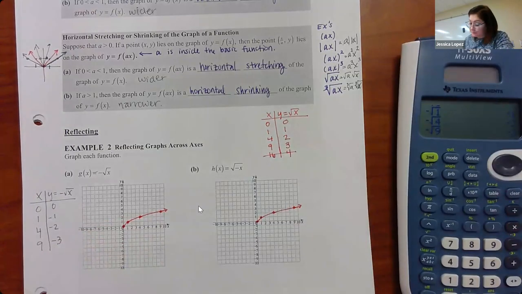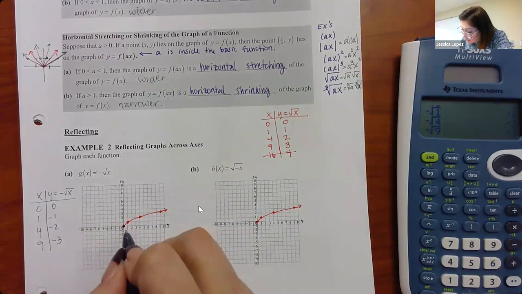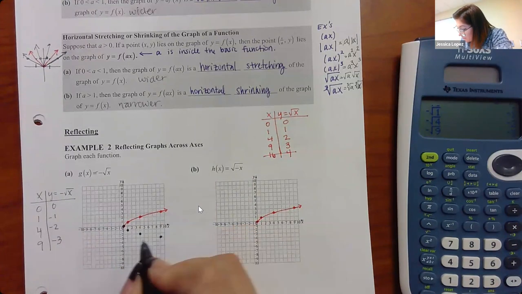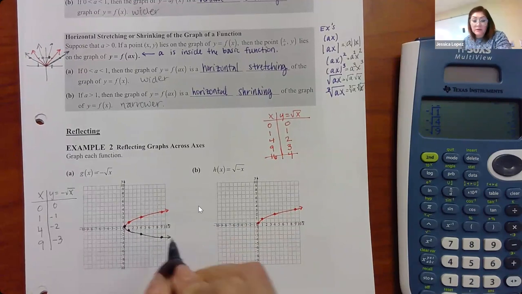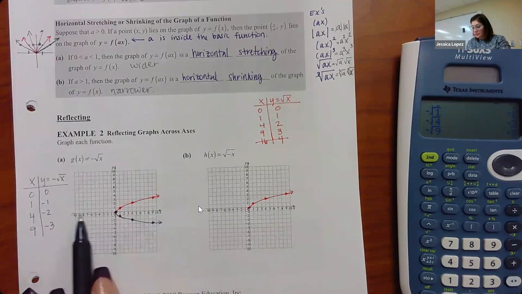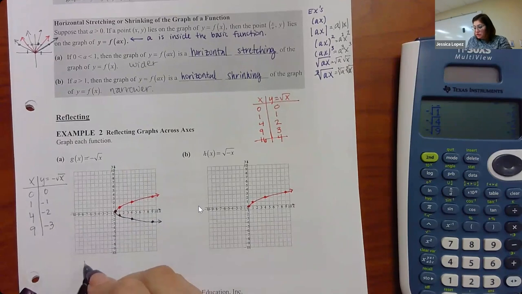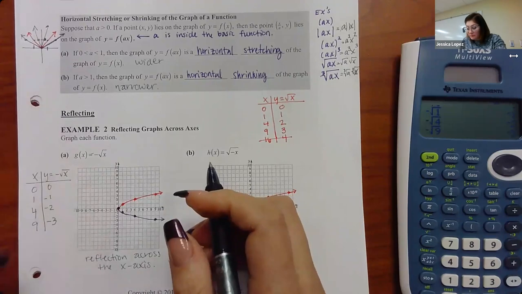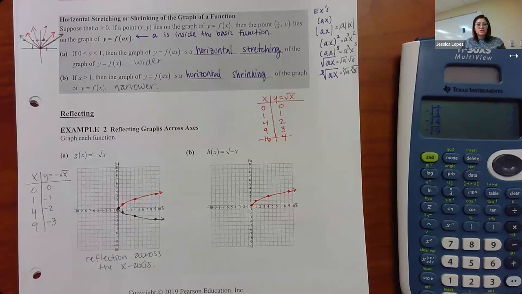And then now let's plot those points. So 0, 0 is right on the same spot. 1 and negative 1, 4 and negative 2, and then 9 and negative 3. So it actually, it's like it flipped the red one over, right? But how did it flip over? It flipped over this line. Okay, so this is a reflection across the x axis. Okay, so when your negative is in the front like that, it is a reflection across the x axis. So if you were to fold the paper on that x axis, the original one would turn into the new one.